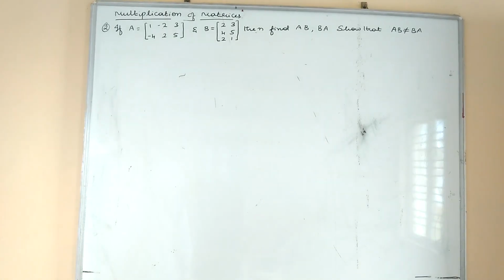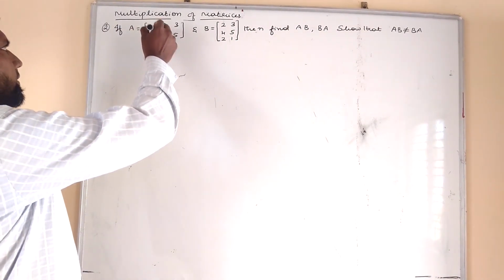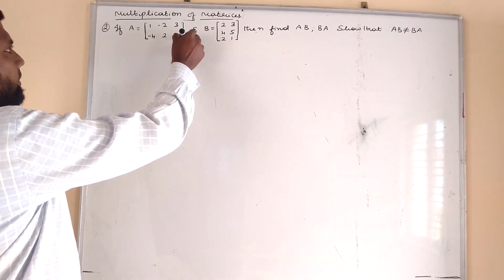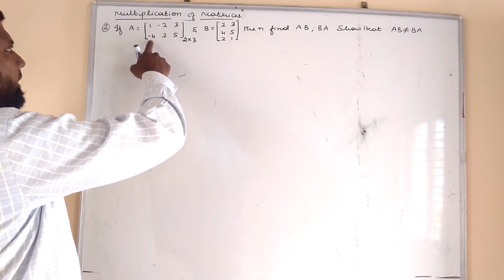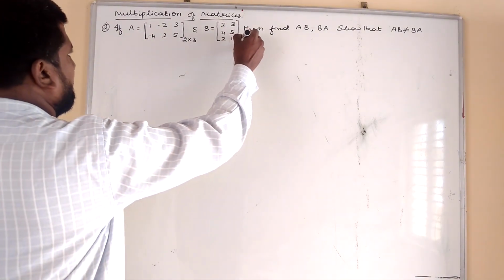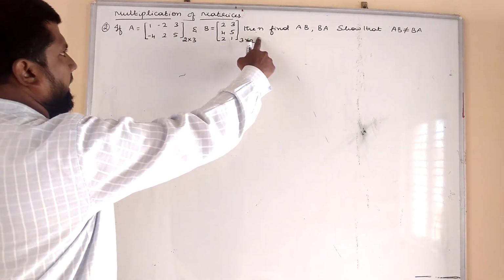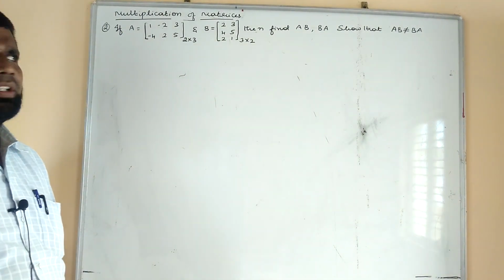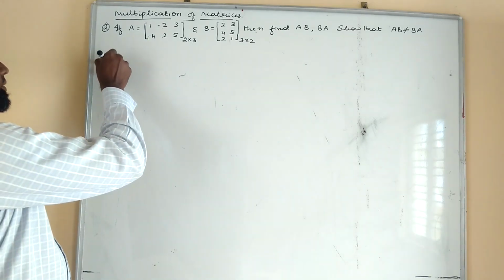Okay, let us go for the next problem, second problem. If A is equal to, of order 2 cross 3, 1, minus 2, 3, minus 4, 2, 5, and B is equal to, of order 3 cross 2, 2, 3, 4, 5, 2, 1, then find AB, comma BA, and show that AB is not equal to BA. Let us solve this question.